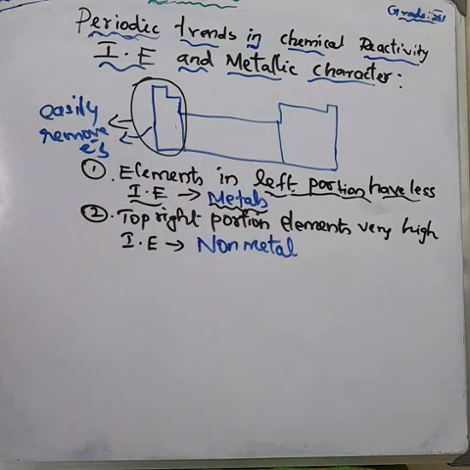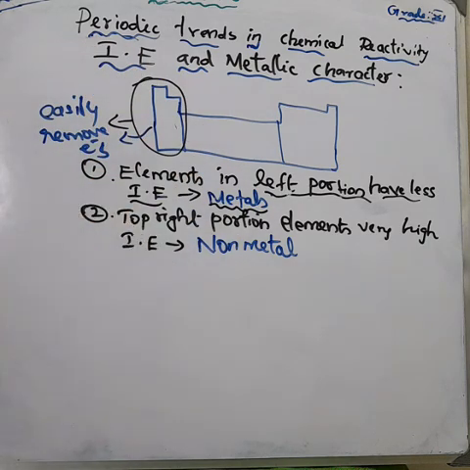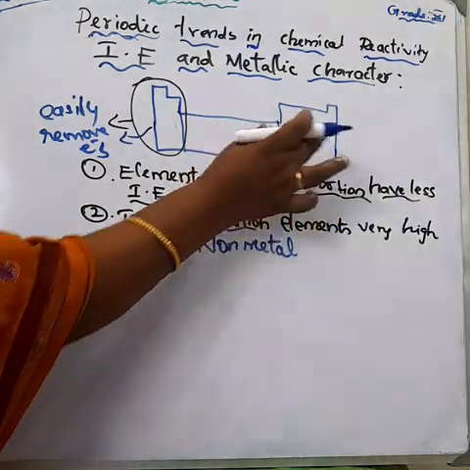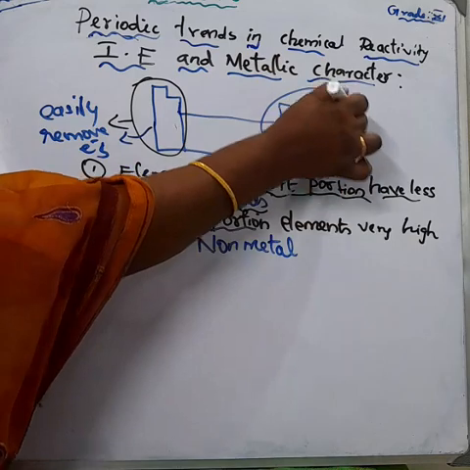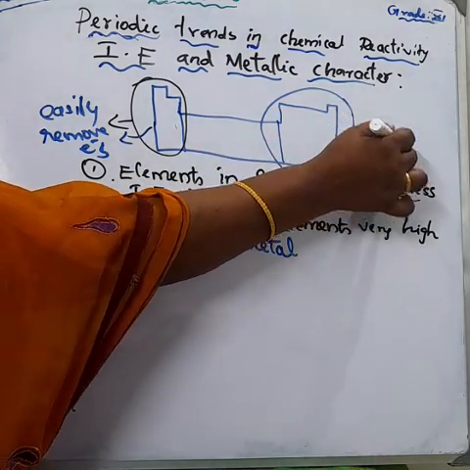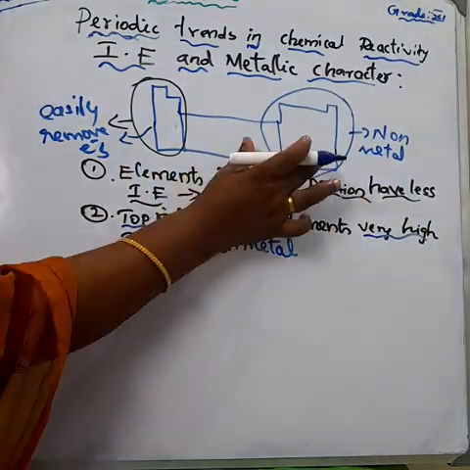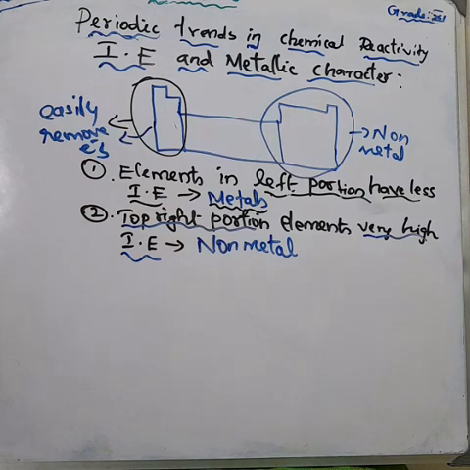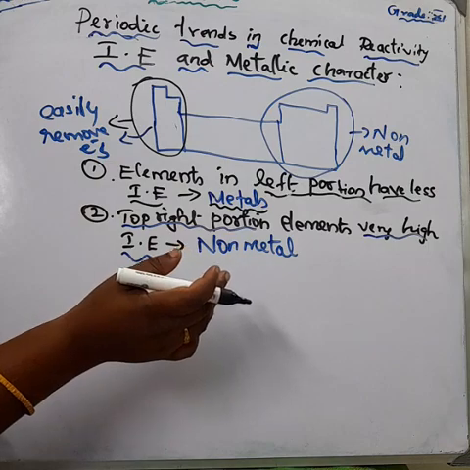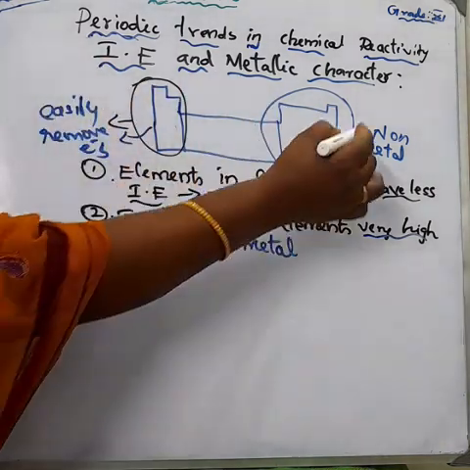In the case of the top right portion of the periodic table, that is called non-metal because it has very high ionization energy, since the number of electrons in the outermost orbit is high. When moving from left to right in the periodic table, atomic number increases and electrons in the outermost orbit also increase.